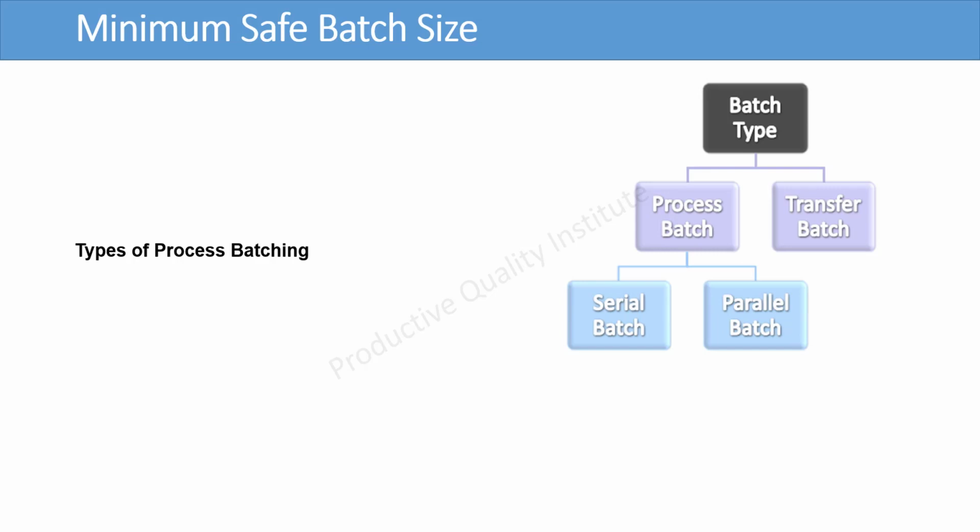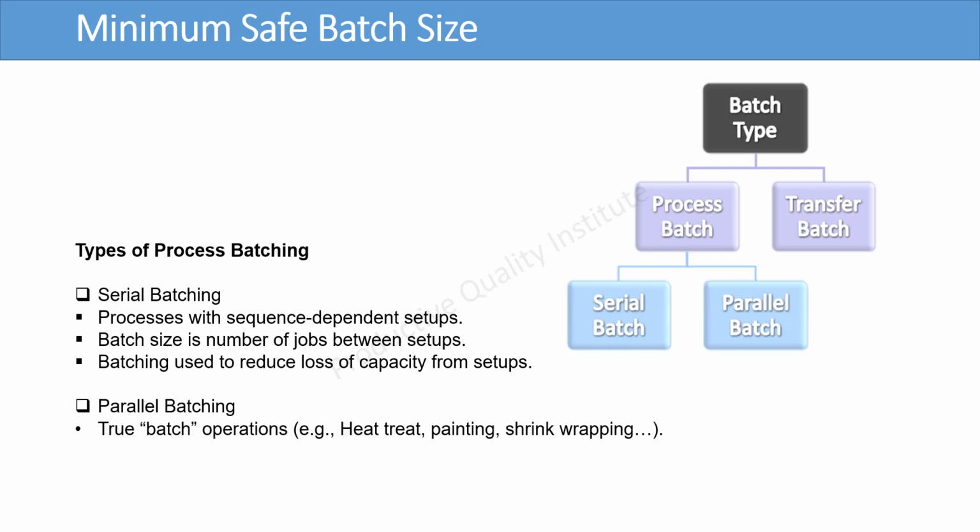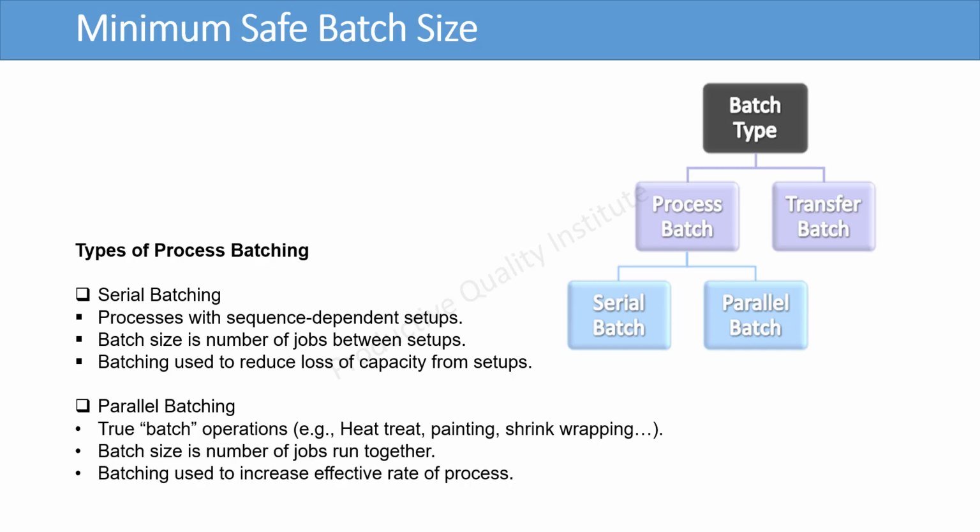Types of process batching: serial batching, processes with sequence-dependent setups. Batch size is the number of jobs between setups. Batching is used to reduce loss of capacity from setups. Parallel batching, true batch operations, for example, heat treat, painting, shrink wrapping. Batch size is the number of jobs run together. Batching is used to increase the effective rate of the process.